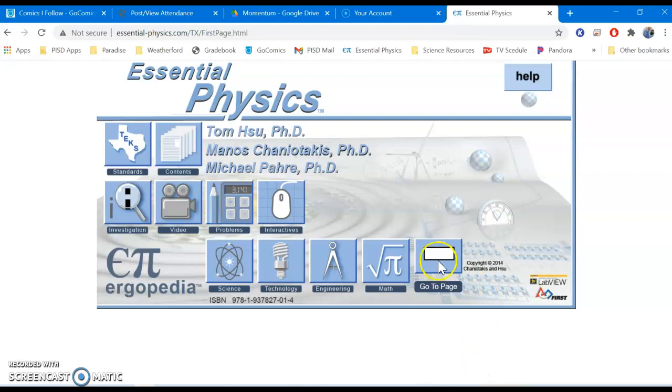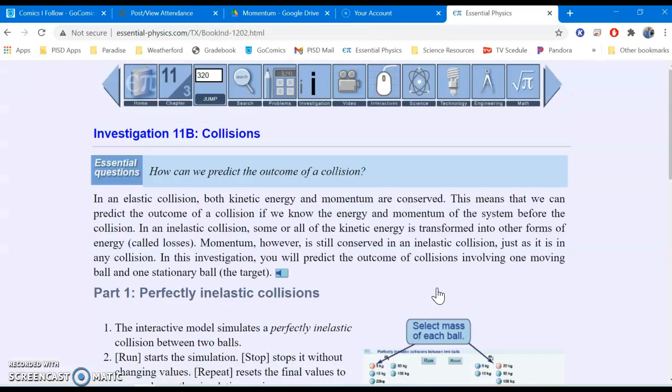All right, so anyhow, there we go. You want to go to page 320 and then click go to page, and hopefully it will end up here, which is investigation 11B collision. So chapter 11, page 320.